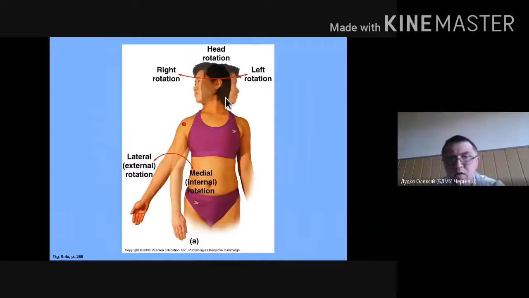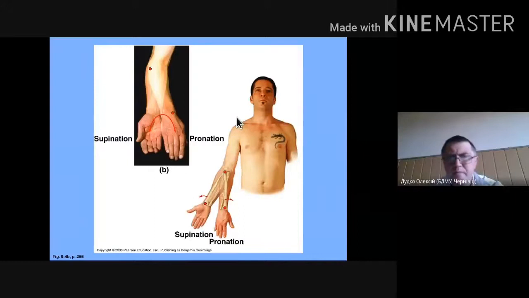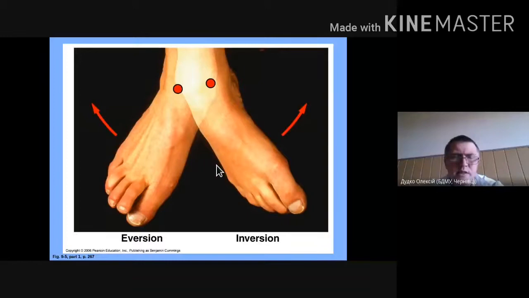We may perform an external rotation. It is called supination, and internal rotation, which is called pronation. So remember these terms, supination and pronation, as we use these to describe range of motion. So here is supination and pronation for a forearm. And for the foot, we can define such movements as eversion and inversion.